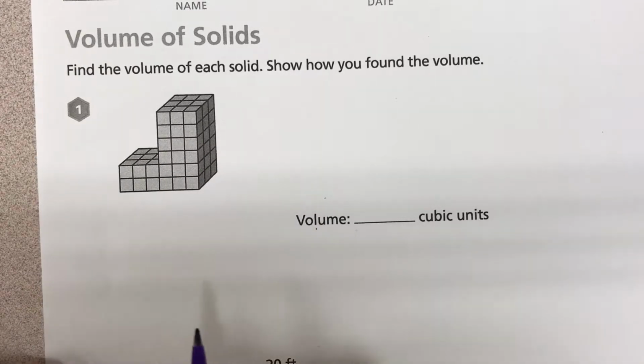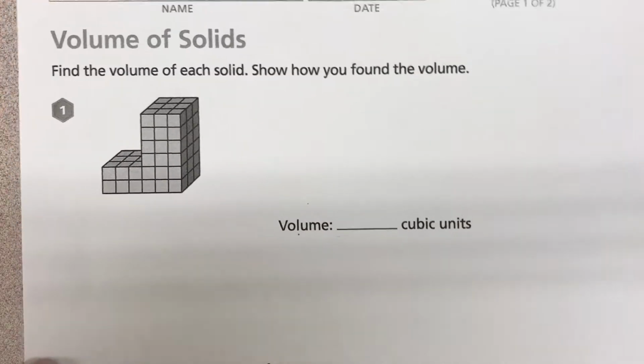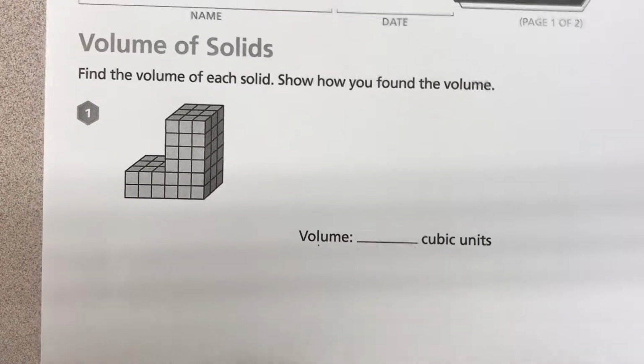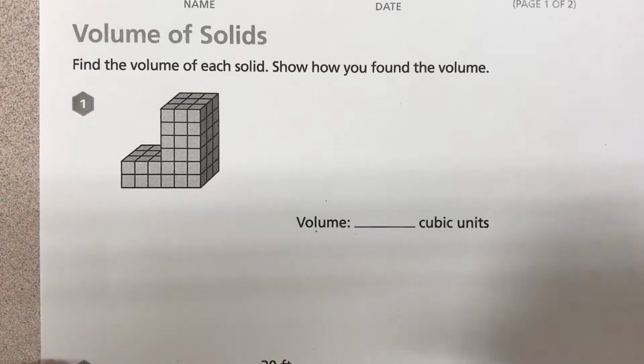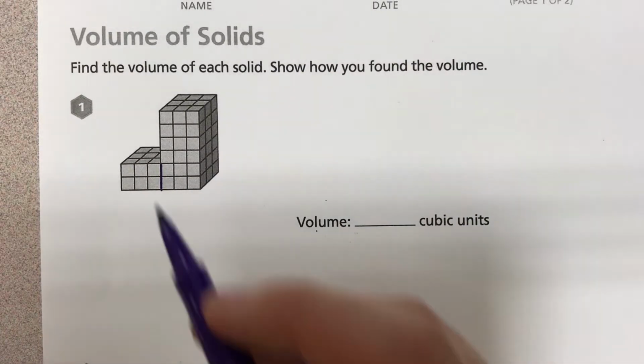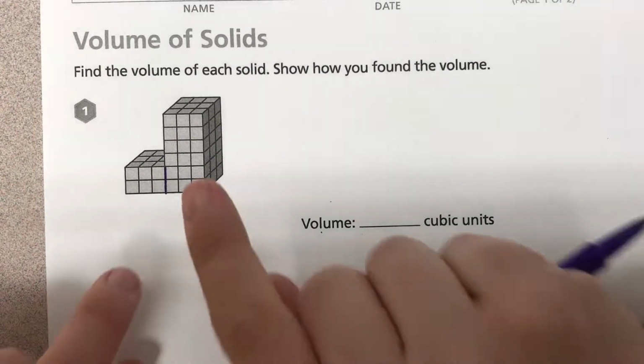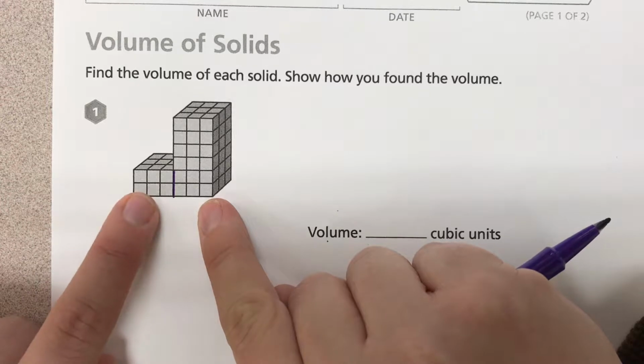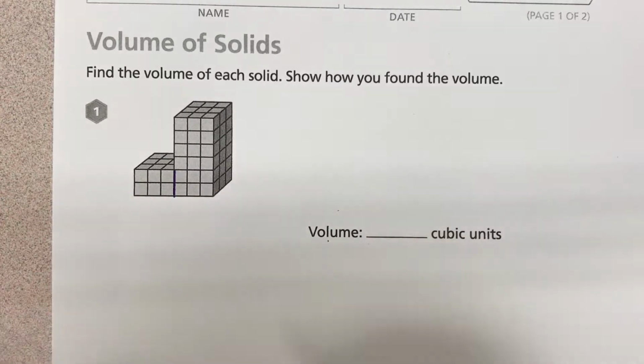You're already working with cubes. All you have to do to find the volume of a solid like this is to break it up into two parts. So I'm going to break it up vertically like this, into two different figures. We'll call this figure A, and this will be figure B.